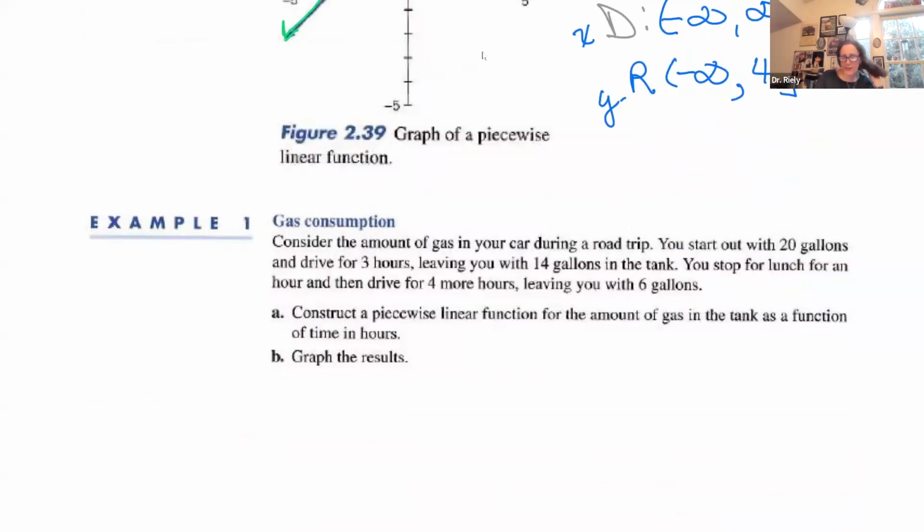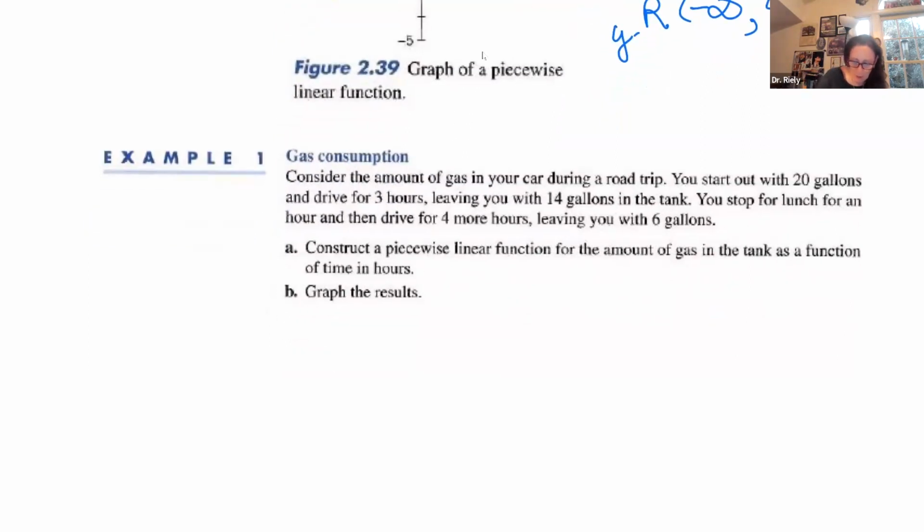So there's another one here that they don't give you an equation. You kind of have to figure it out yourself. They just want you to have a handle on the graph of it. So if you read this, it says, okay, consider the amount of gas in your car during a road trip. You start out with 20 gallons. So what they're looking for is this. So you have gallons of gas here. So this is gallons, and this is going to be time in hours. And what they say is you start out with 20 gallons. So here you have your max of 20 gallons.